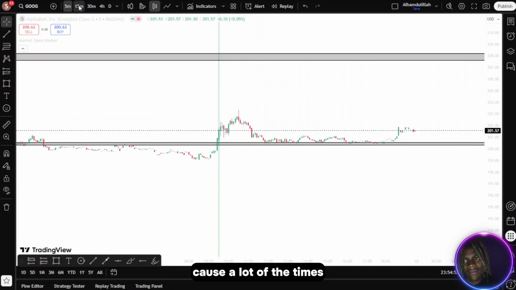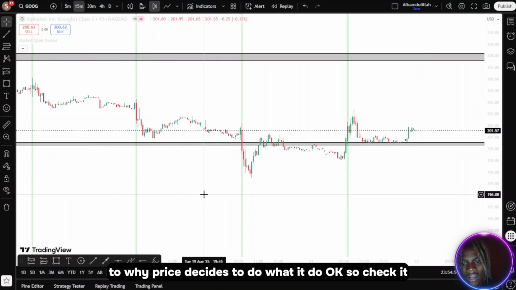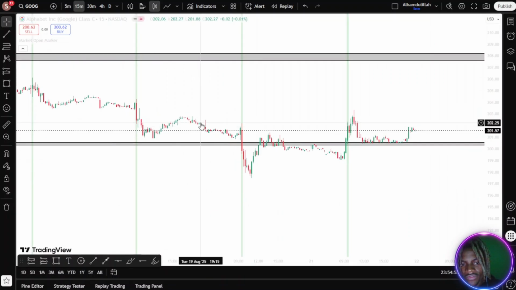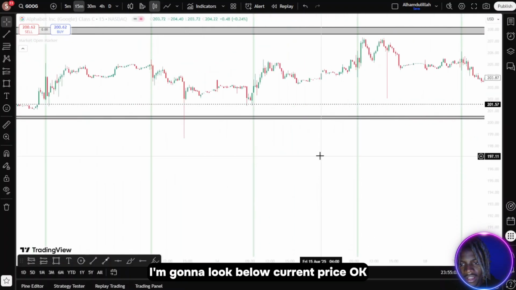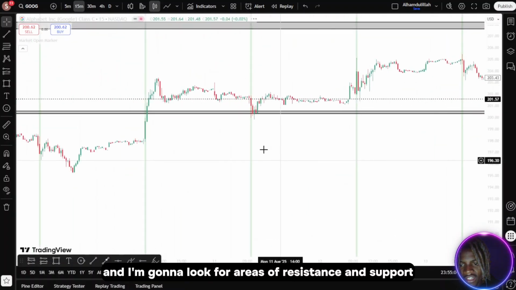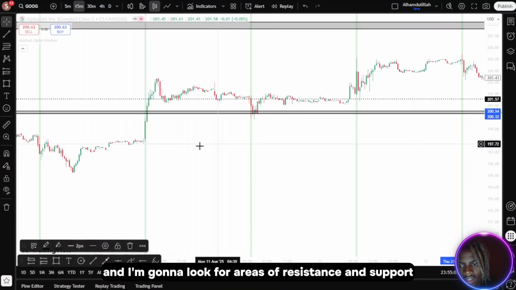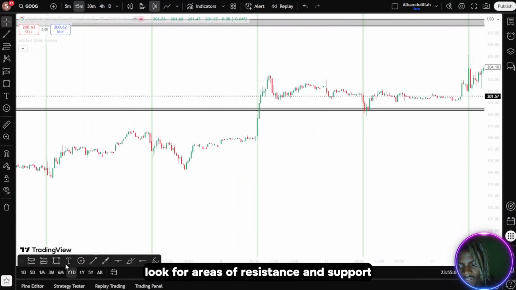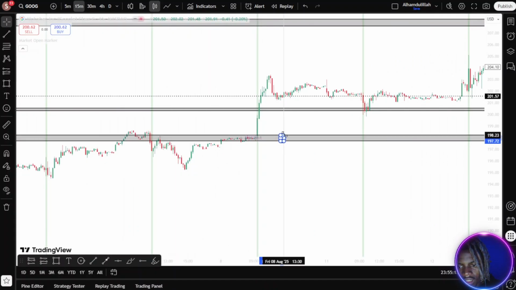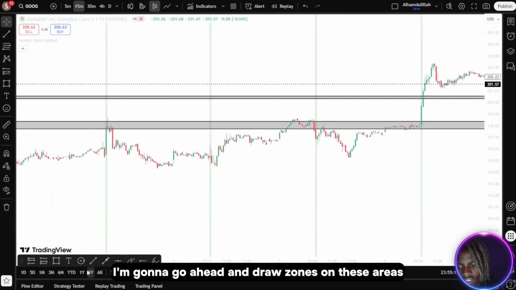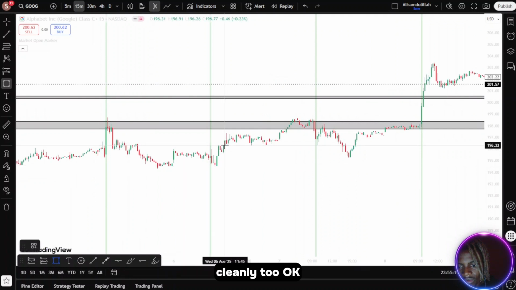Okay, because a lot of the times those are going to give us answers to why price decides to do what it do. Okay, so check it. I'm going to look below current price. Okay, and I'm going to look for areas of resistance and support. I'm going to go ahead and draw zones on the areas cleanly too.